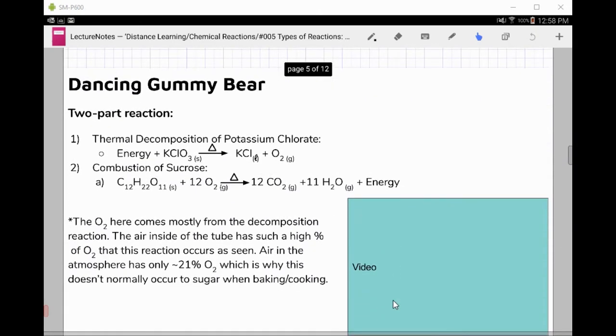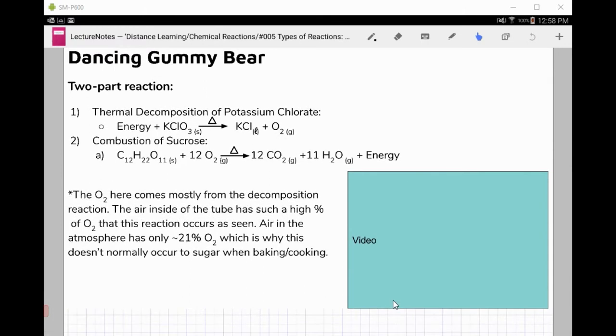So, the dancing gummy bear experiment. First, we're going to have the thermal decomposition of potassium chlorate to produce oxygen gas, and we'll do that by heating up the potassium chlorate, getting it really, really hot. So inside that test tube is going to be a really hot environment.